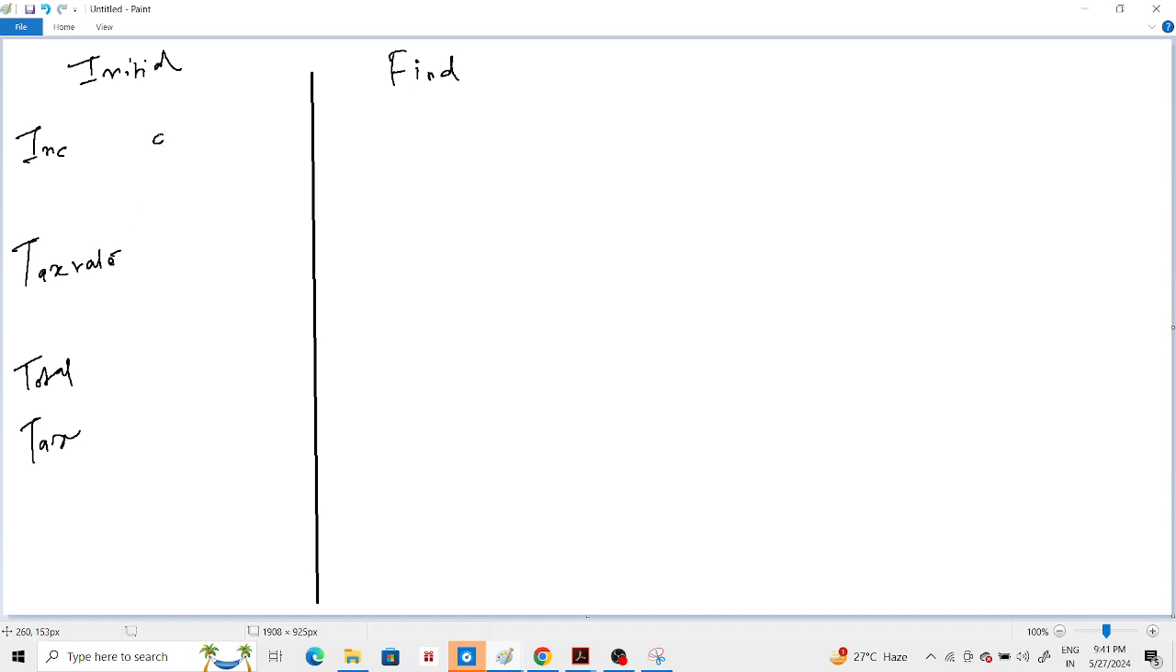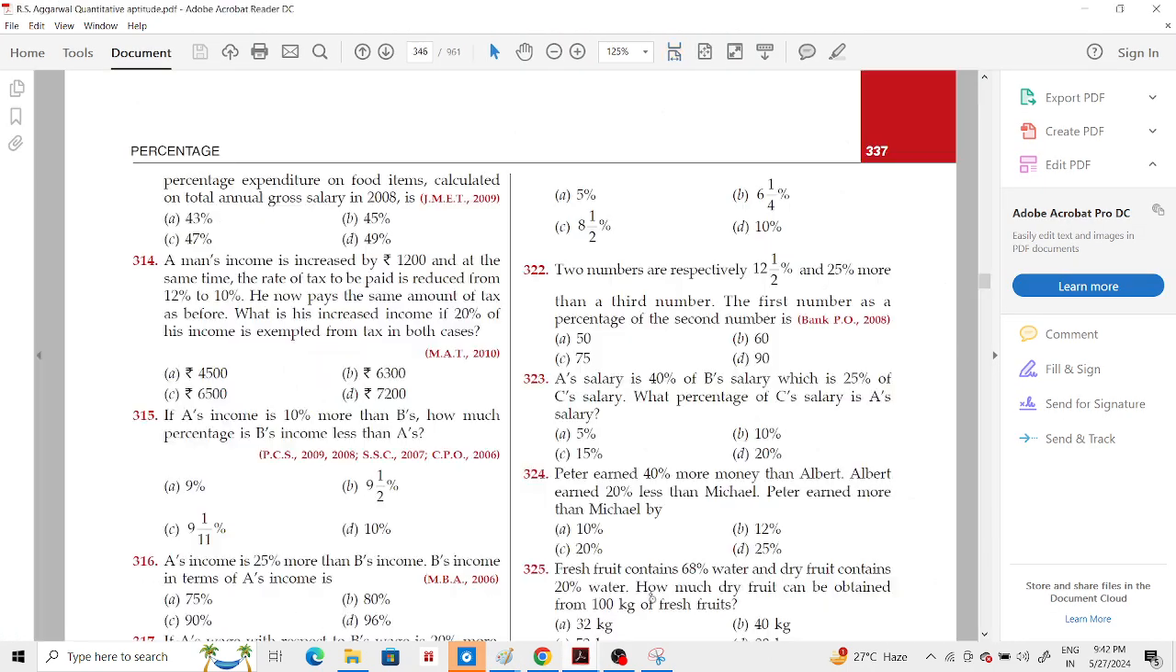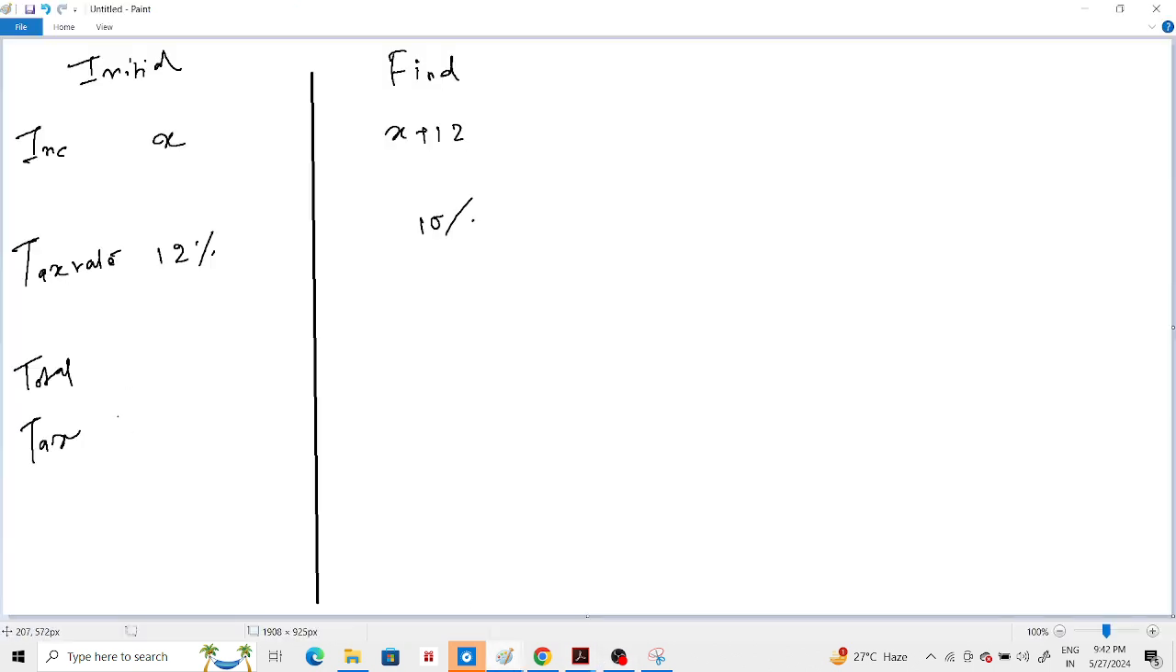Okay. So let the initial income be x, final is x plus 1200. Tax rate was earlier 12%. Now it is 10% here. Now, what is the total tax that he used to pay earlier? See, what is given over here is that he now pays the same amount of tax as before. What is his increased income if 20% of his income is exempted from tax in both the cases? So 20% exemption he has. That means what is the total tax paid? It is 12% of x minus 20% of x.